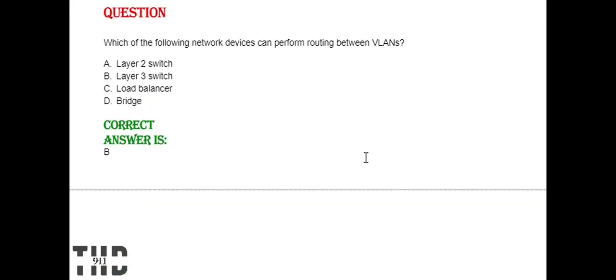Which of the following network devices can perform routing between VLANs? Option A, layer 2 switch. Option B, layer 3 switch. Option C, load balancer. Option D, bridge. The correct answer is Option B.